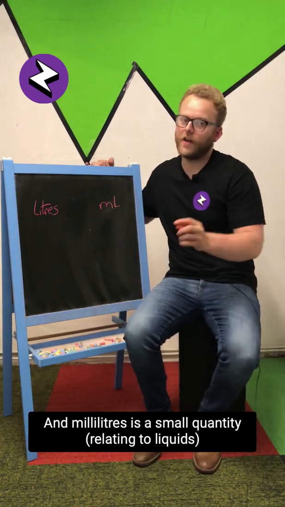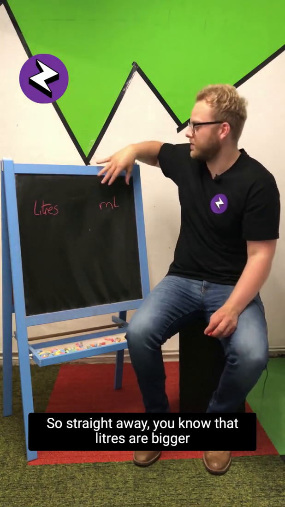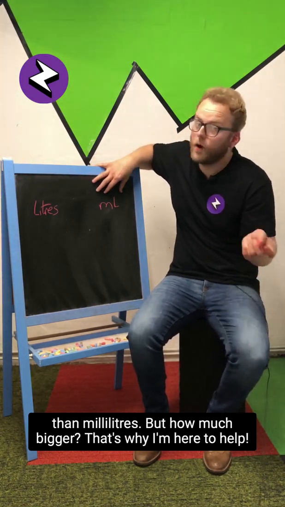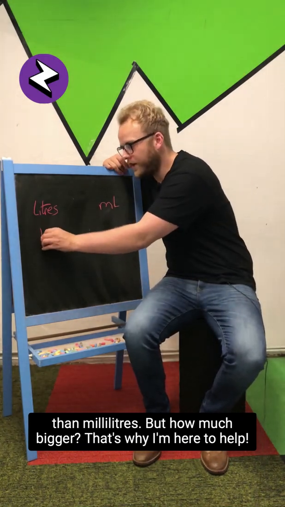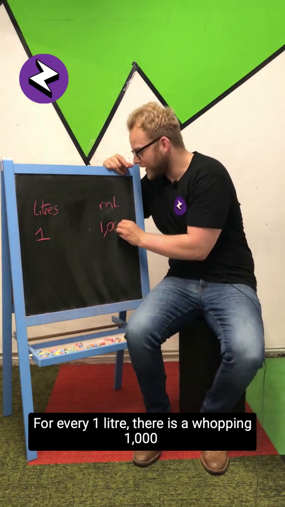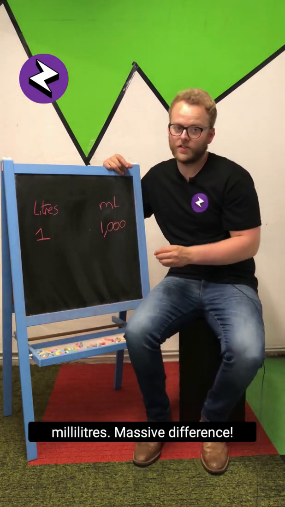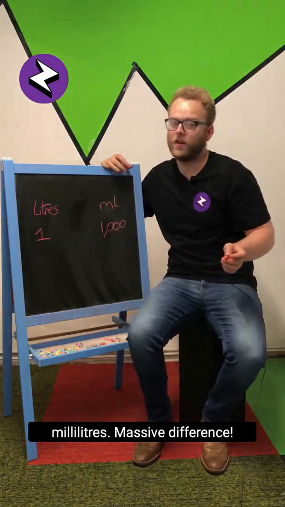So firstly, right out the bat, you already know that litres are bigger in terms of a measurement than millilitres. But how much bigger? That's what I'm here to tell you. For every 1 litre, there is a whopping 1,000 millilitres. Okay, massive difference. So there's a lot of this in just one of these.